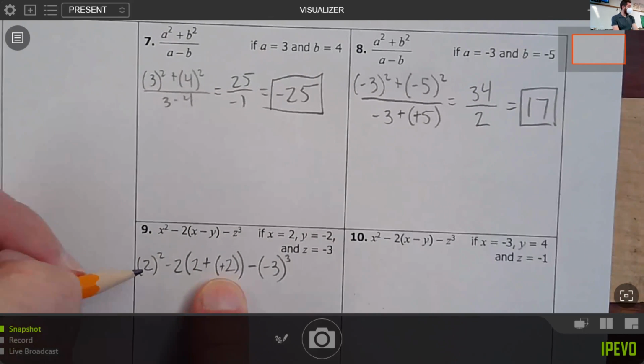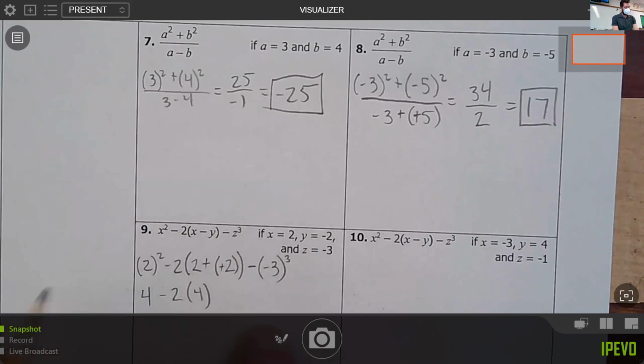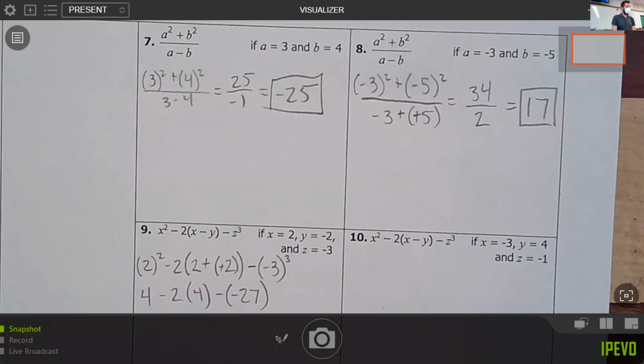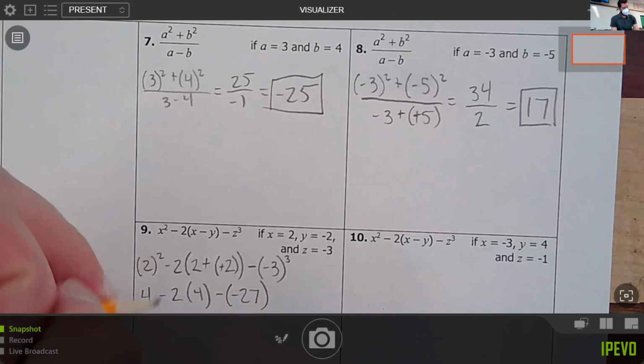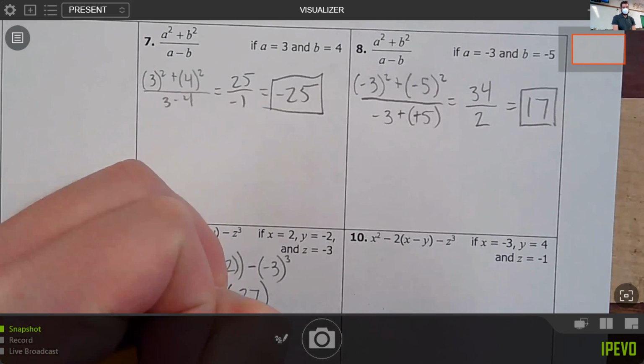And then if I square the 2 at the beginning, 2 times 2, that's 4. And then that's -2 times 4. And then minus -3 to the 3rd power, which is -3 times -3, which is 9, times -3 again is -27. So minus a -27. We still have one more multiplication to do before we can just start adding and subtracting our way across here, and that would be the -2 times 4, which would be a -8. So 4 minus 8, and then minus the negative 27.